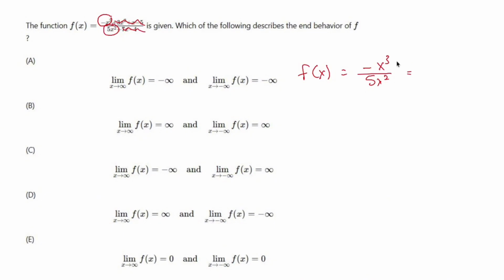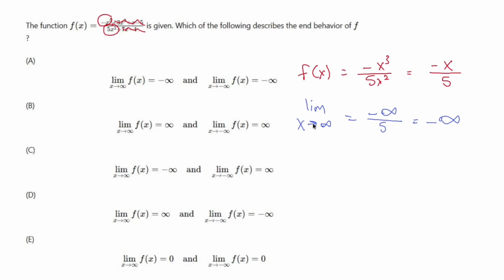So why don't we simplify what we have? Negative x cubed over 5x squared has me canceling out 2 x's in the numerator and the denominator, leaving me with a negative x on top and a 5 on the bottom. When you have a larger degree in the numerator, you take turns plugging in your infinities and negative infinities. They want me to do infinity first. If I plug in positive infinity, which I know doesn't sound right, but that's what you do, negative positive infinity over 5. Negative infinity divided by 5 is still negative infinity.